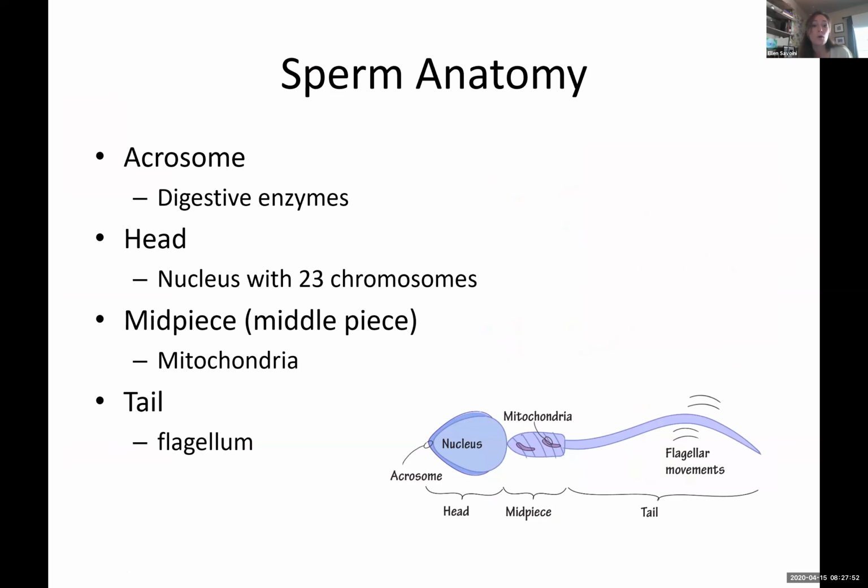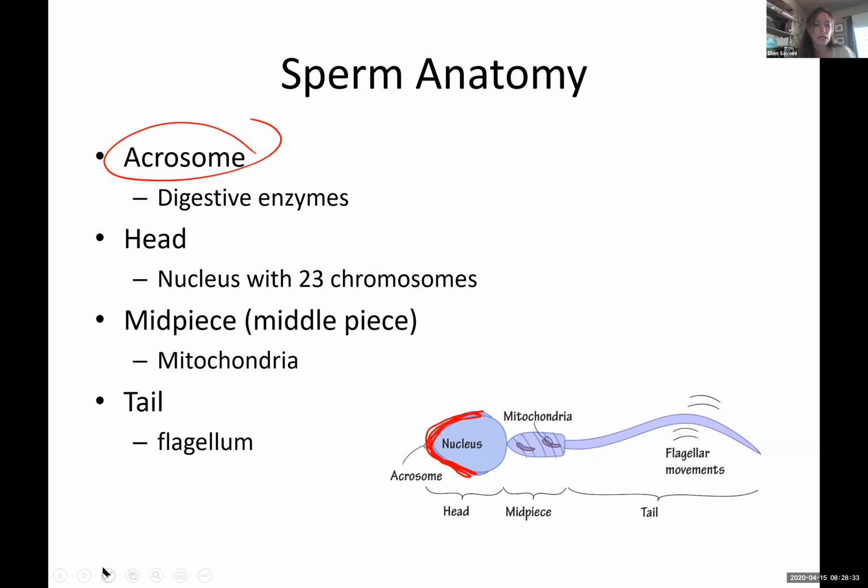Okay, so on to the anatomy of a spermatozoa, called sperm for short. So we have the acrosome. Let me get this back to red. The acrosome is like this little cap over the sperm itself, and it has these digestive enzymes. What's important about these digestive enzymes is that this is how the sperm will ultimately penetrate the egg. So the acrosome must discharge on the surface of the egg to allow it to penetrate it.